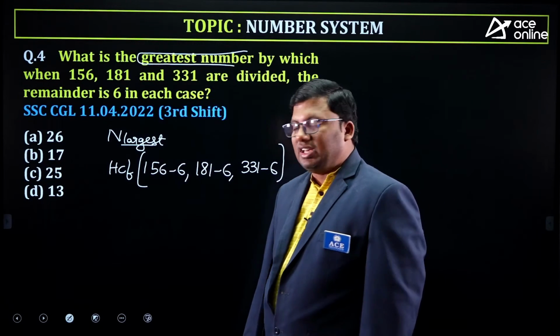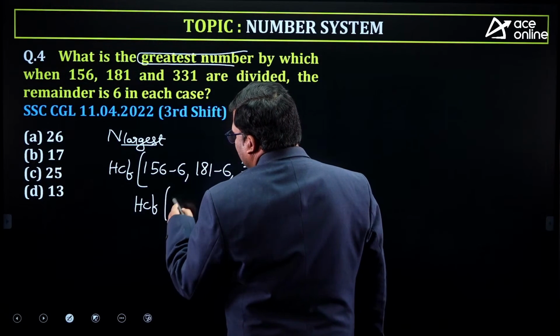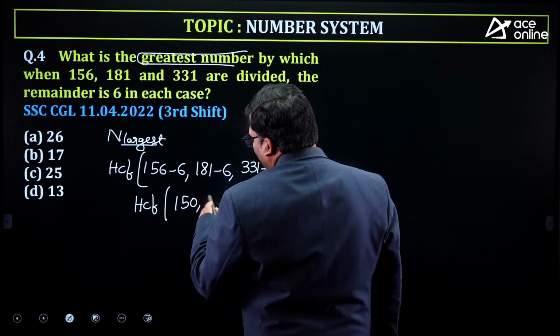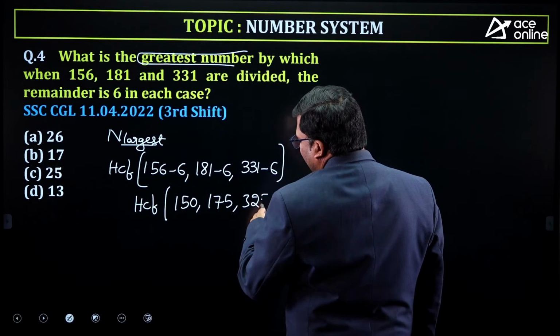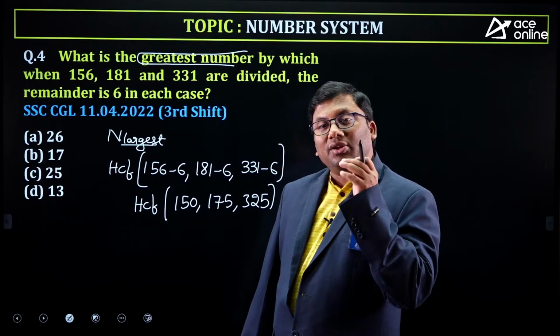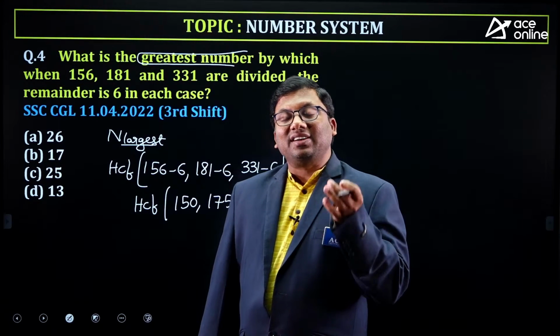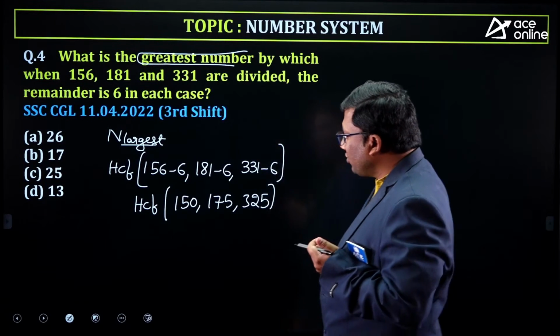156 minus 6 is 150. 181 minus 6 is 175. 331 minus 6 is 325. Very, very important. In this question, I will not only tell you what is the right answer, I will tell you why the other three are incorrect. That will help us in solving a lot of questions.